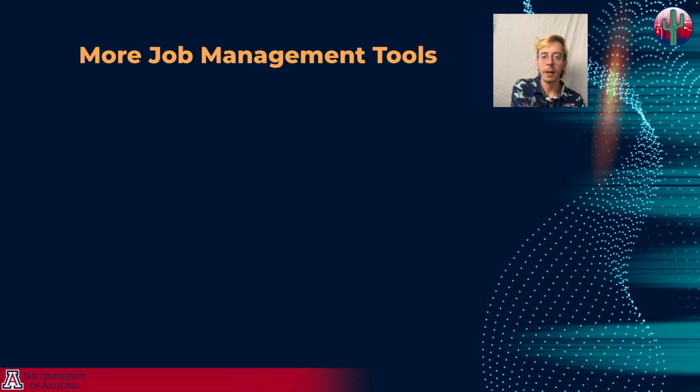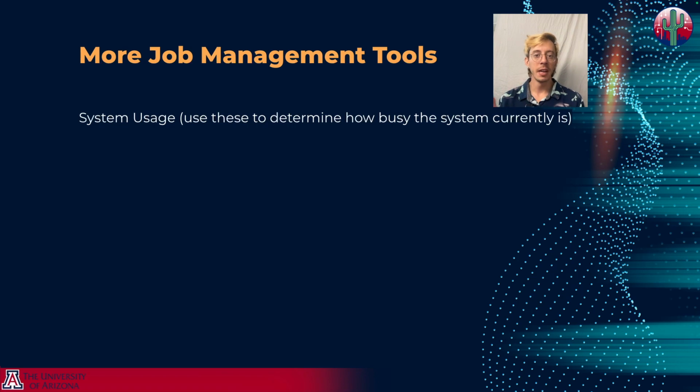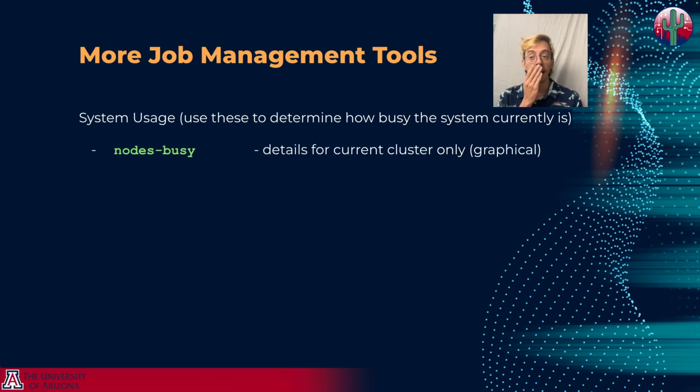So let's talk about a few more job management tools. All the ones that we talked about so far are provided by Slurm. All of those s-commands are provided by SchedMD, and you can find their documentation on the official Slurm website. The ones that we'll talk about now are not provided by Slurm. So we have a handful of commands that our consultants here have created in order to determine how busy the system is. So as a caveat here, if you are from another HPC system, this command might not be available to you.